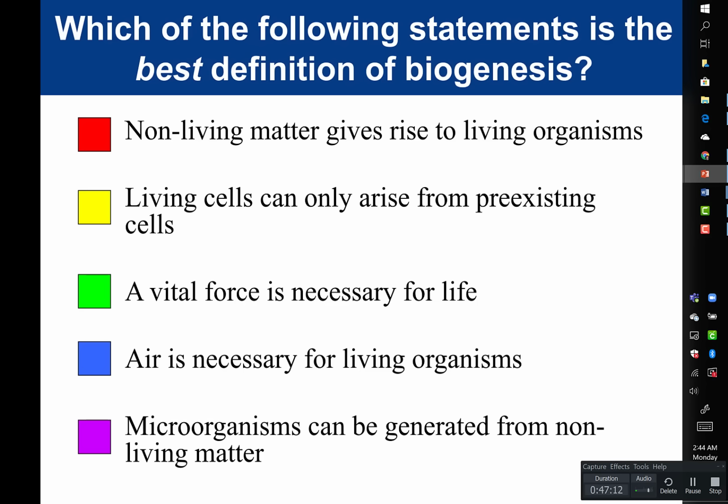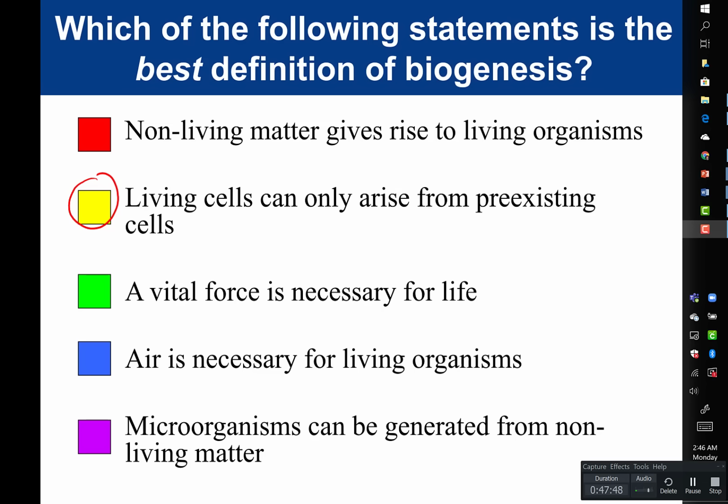So question for you, which of the following statements is the best definition of biogenesis? Red, non-living matter gives rise to living organisms. Yellow, living cells can only arise from pre-existing cells. Green, a vital force is necessary for life. Blue, air is necessary for living organisms. Purple, microorganisms can be generated from non-living matter. So pause your video, think of your answer. When you're ready, push play.